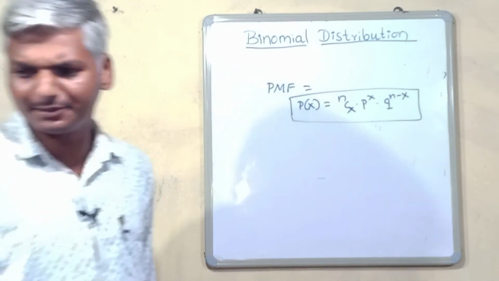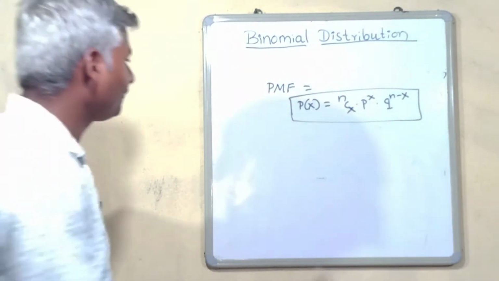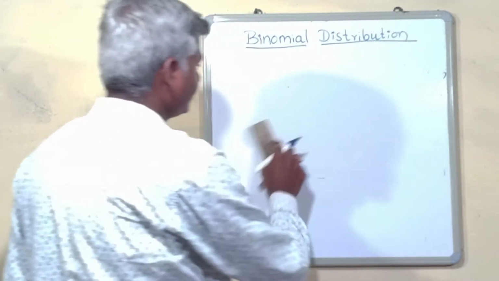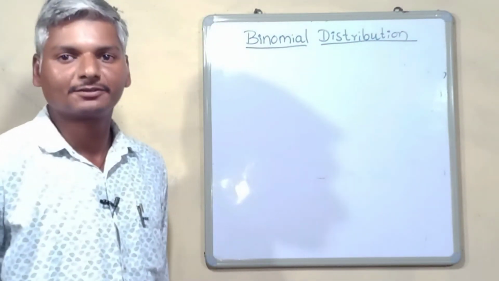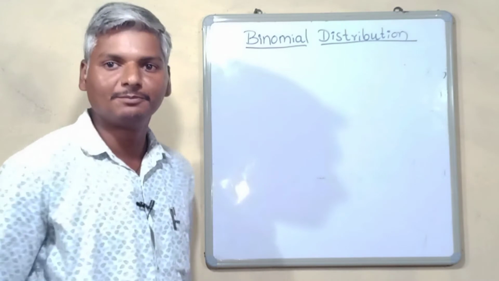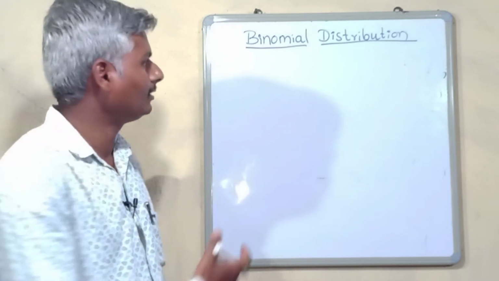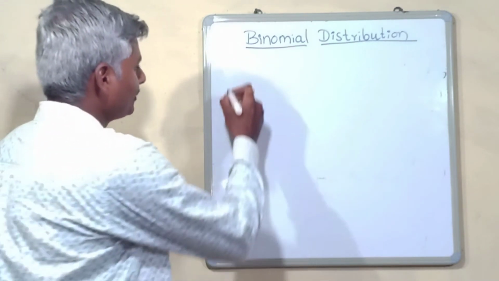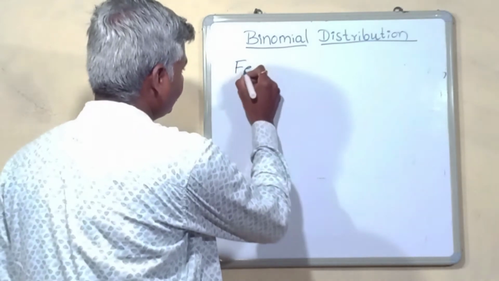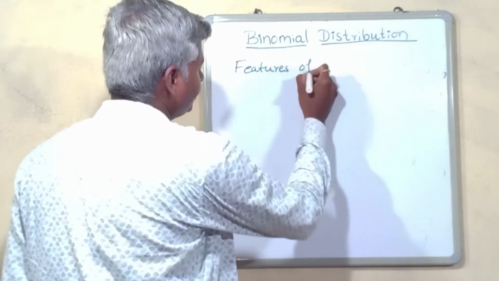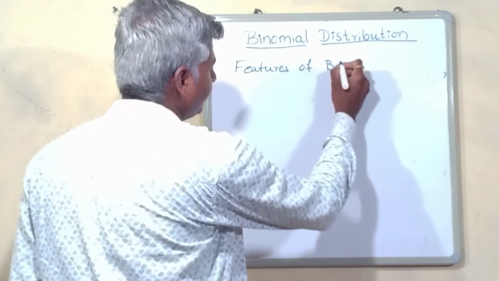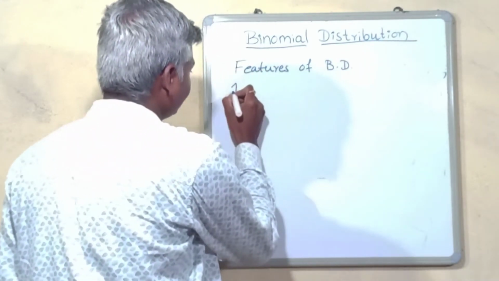Then if you see the features of binomial distribution, it is very important to know the features or characteristics, where you will be asked for 5 marks. Very important one, features of binomial distribution.